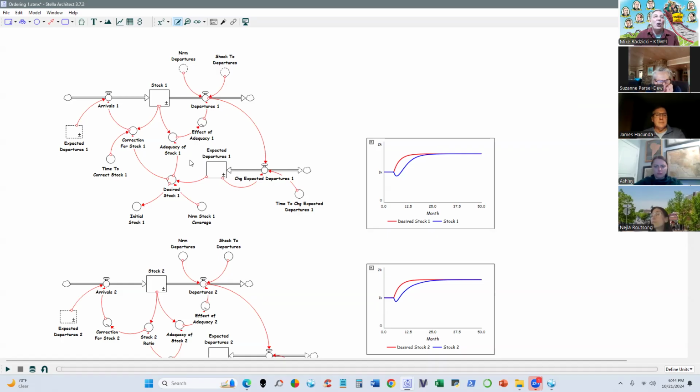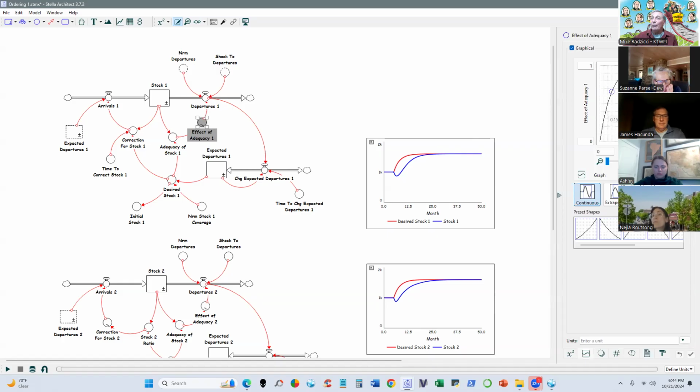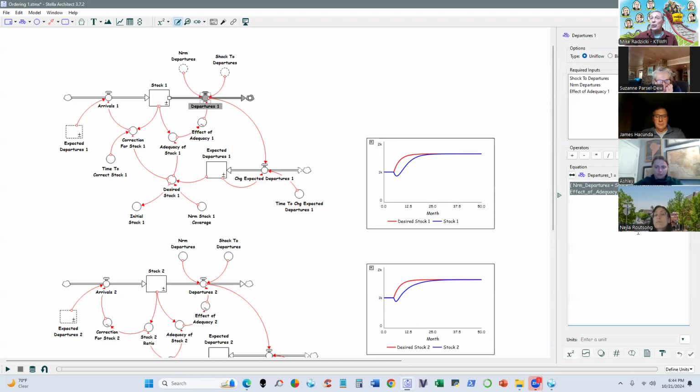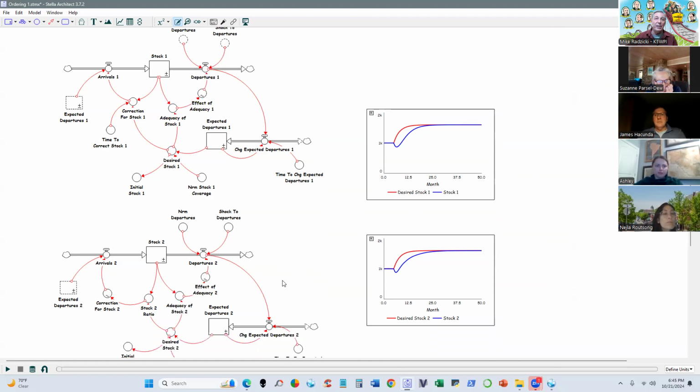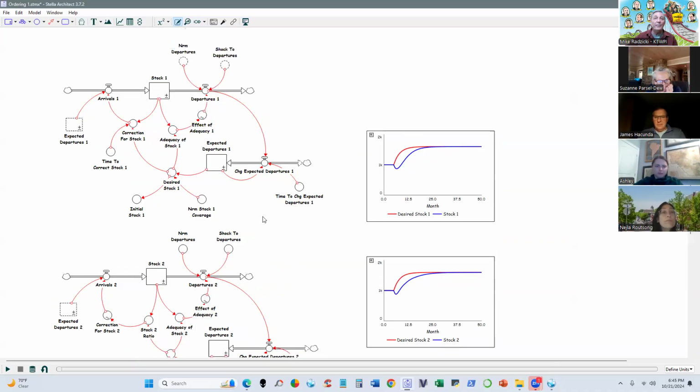All right, anyway, so then we have our first order control structure here. Departures are normal departures plus a shock times this effect. And the effect, of course, is 0 when the stock is empty, right? So we have first order control. All right, and that's the same down here. We're keeping things the same. Okay.